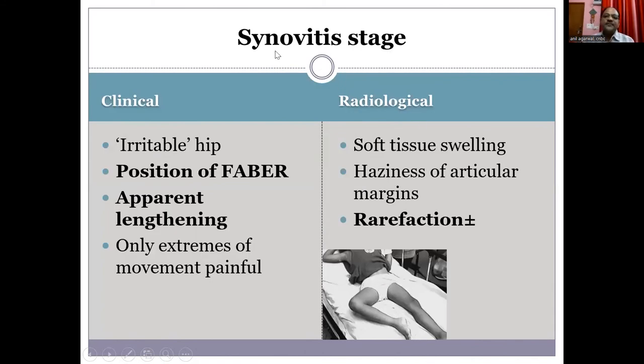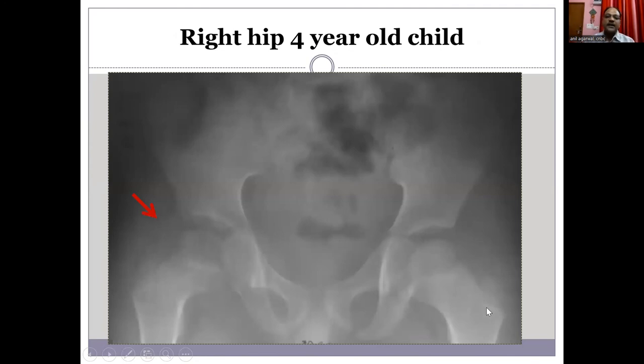So let me take up the synovitis stage. It is an irritable hip. You will typically find a FABER position and there will be rarefaction of the head, as you can appreciate in these X-rays of a 4-year-old child.